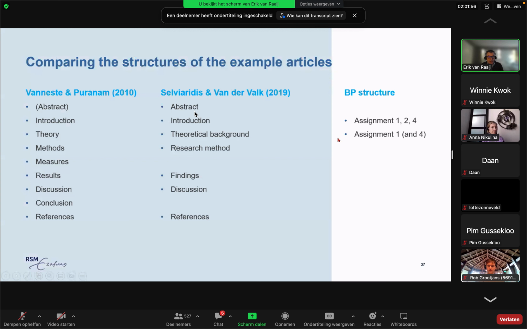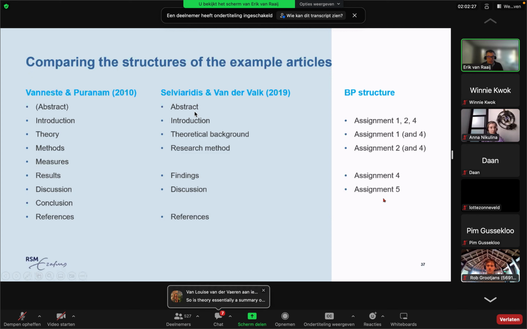Assignment 1 is a literature review, so that's comparable to what you see as theory or theoretical background in the 2 articles. And it will be part of assignment 4 because assignment 4 is the literature review, the project design, and the results together. So assignment 2, the research, the project design, is your research methods. Then in assignment 4, you really present the results or the findings together with these 2. And the separate assignment 5 is the discussion.